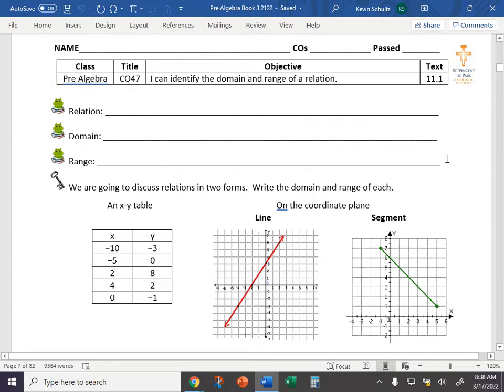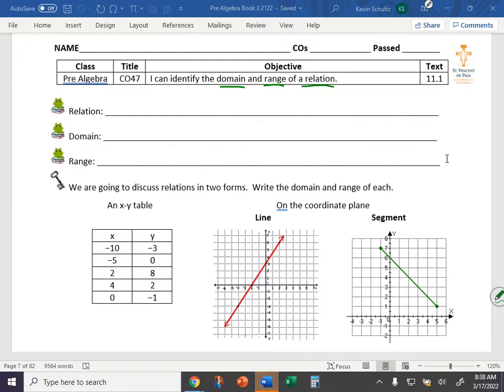Pre-algebra. We are going to move on with CO47, which is identifying domain and range of a relation. Here are three words that maybe you've heard before, but probably not in the mathematical sense. And so we're going to get some definitions before we start looking at exactly what this is, what we can do with this stuff.